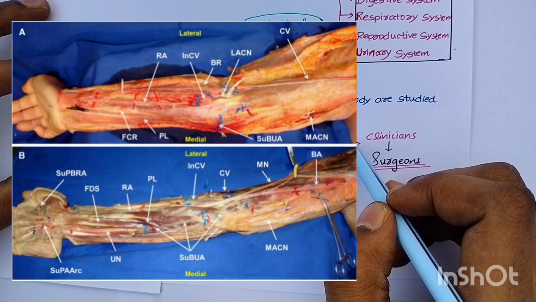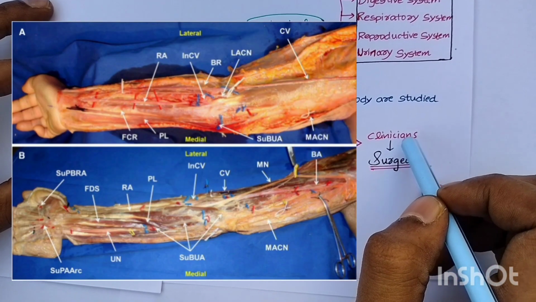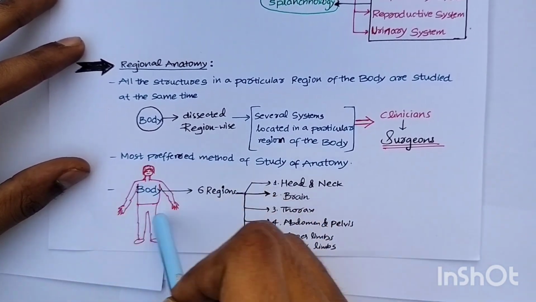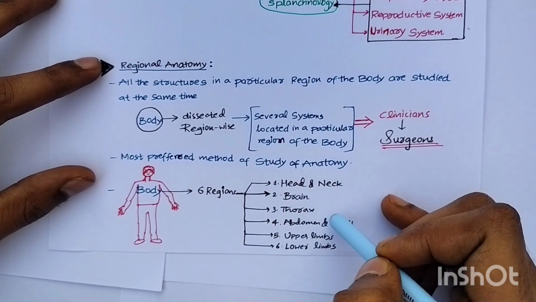This is very useful for clinicians, especially surgeons. For example, see this illustration. The body is divided into regions, and that's how we study: head and neck, brain, thorax, abdomen, pelvis, upper limb and lower limb.